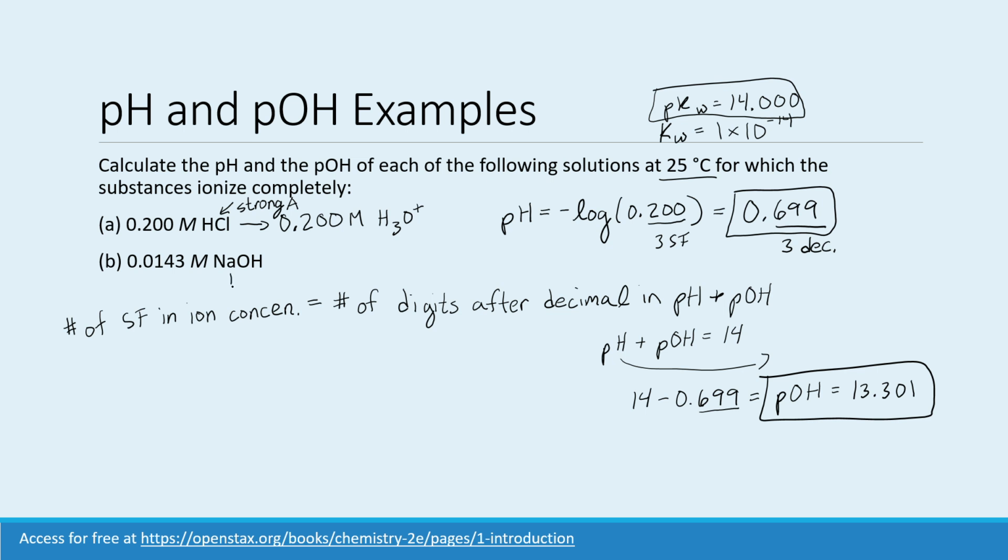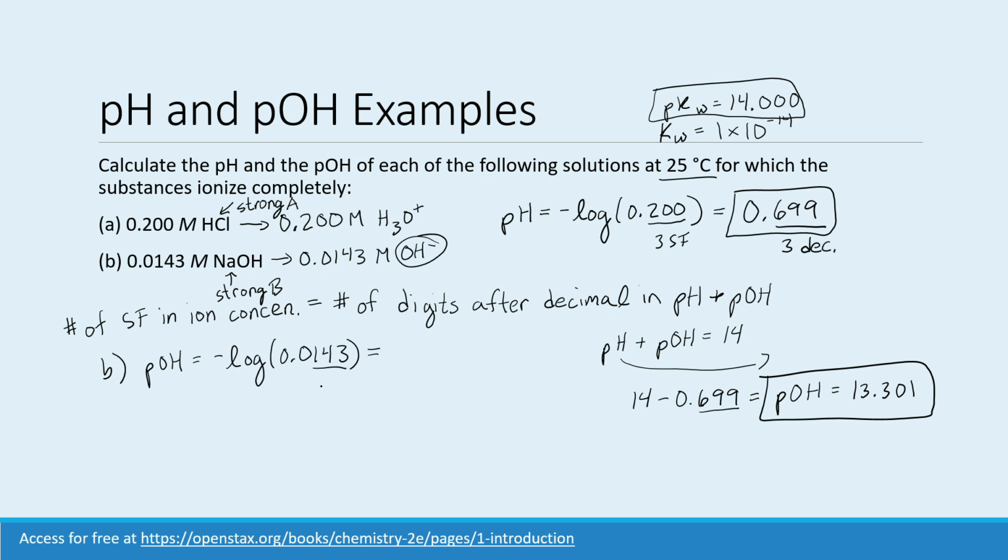again, remember that sodium hydroxide is one of our strong bases. And so they are telling us that we've got 0.0143 molar of the hydroxide ion. Okay, so when we take the negative log, because we're talking about the hydroxide ion, that's going to give us the pOH. So for B, the pOH is going to be equal to the negative log of 0.0143.